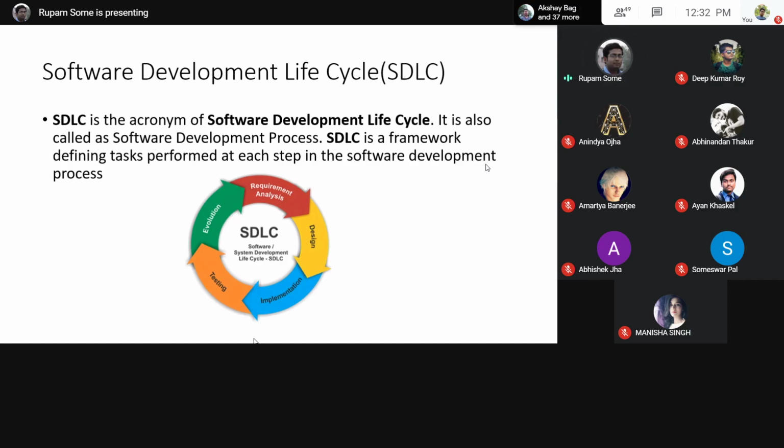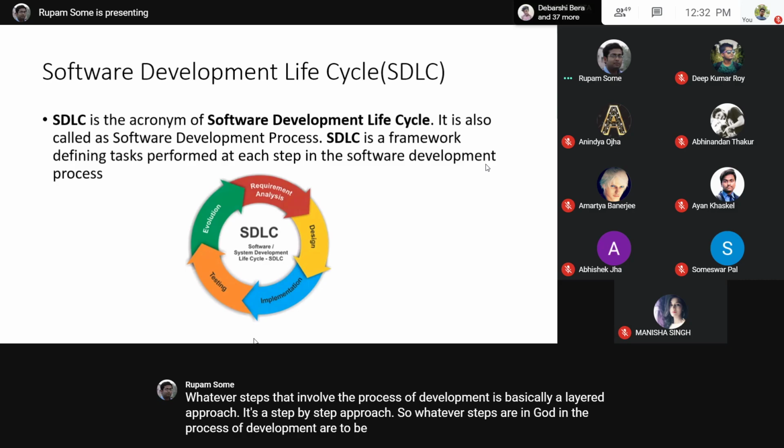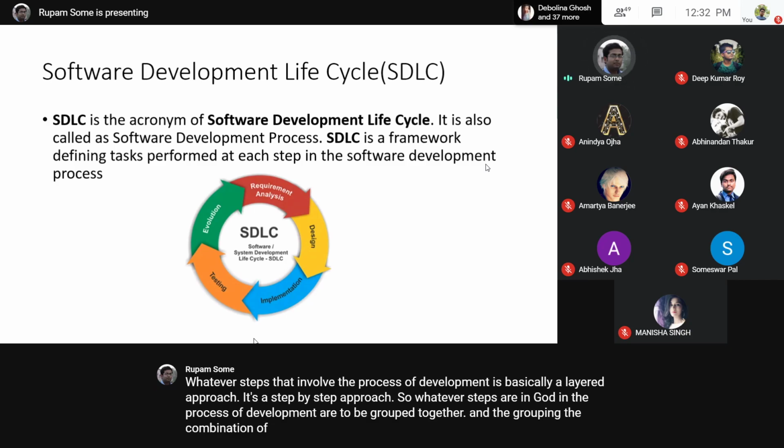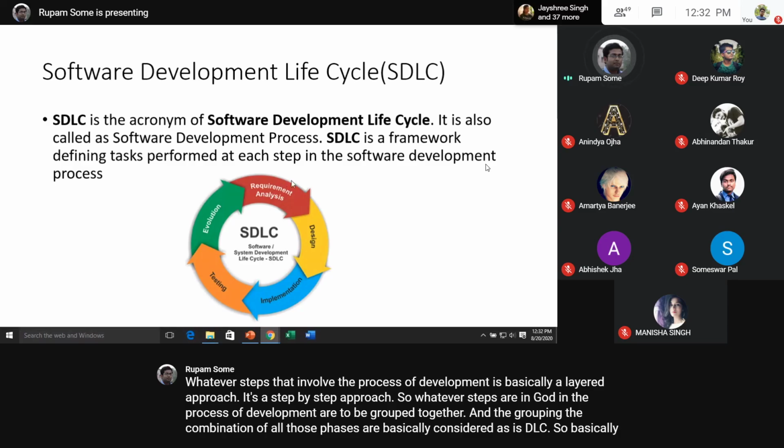Similar to that one, this SDLC concept says that whatever steps are involved, the process of development is basically a layered approach. It's a step-by-step approach. Whatever steps are involved in the process of development are to be grouped together, and the combination of all those phases is basically considered as SDLC. So basically it starts with this particular phase, requirement analysis. This is the first phase with which you should start.